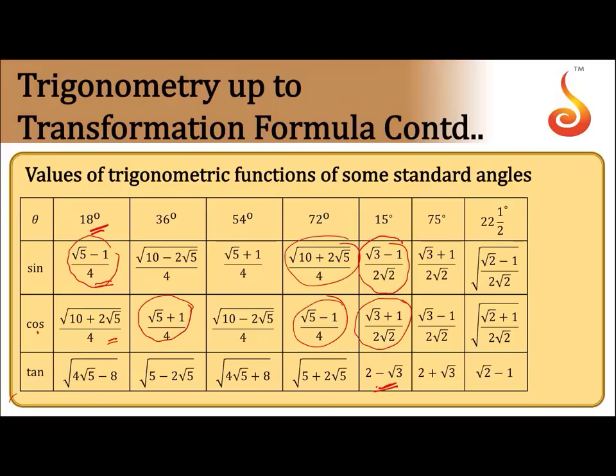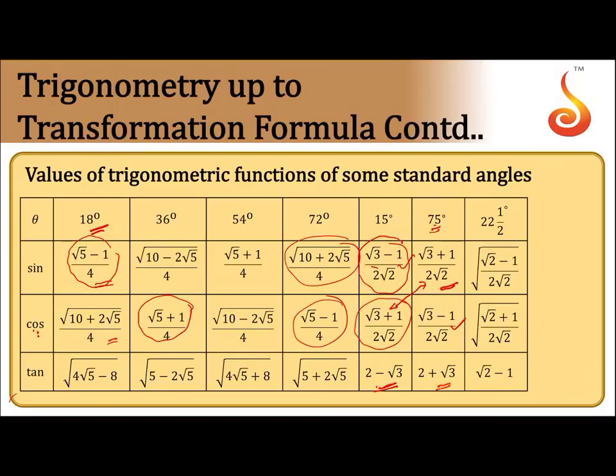75 degrees. Sine 75 is nothing but sine of 90 minus 15 degrees, so sine 75 degrees is nothing but cos 15 degrees, which is root 3 plus 1 by 2 root 2. These two are identical. And cos 75 is nothing but sine 15 degrees, which is root 3 minus 1 by 2 root 2. And tan 75 is nothing but cot 15 degrees, which is 2 plus root 3.